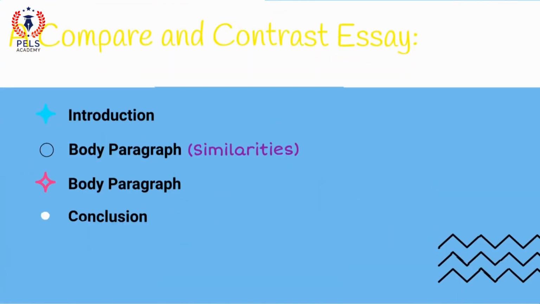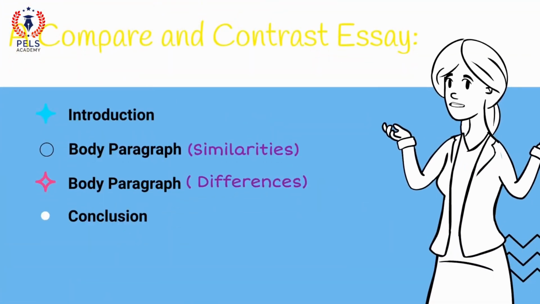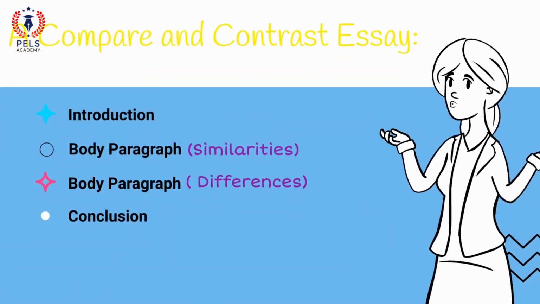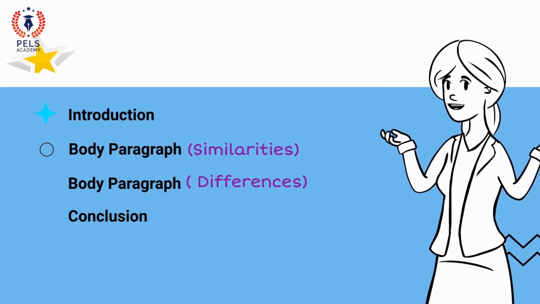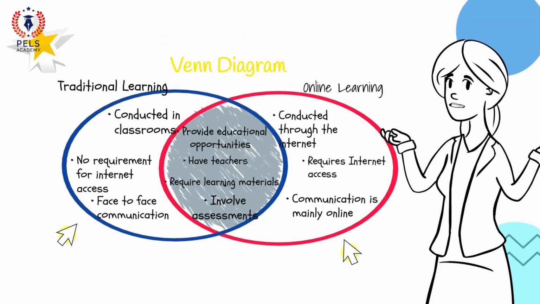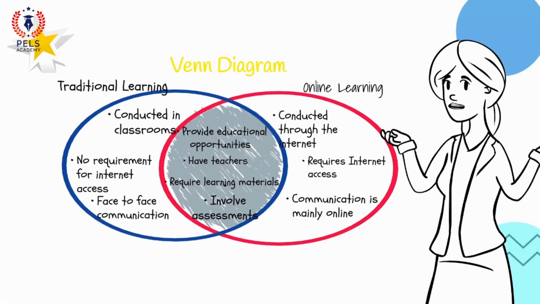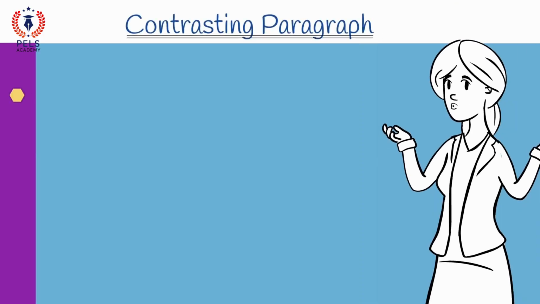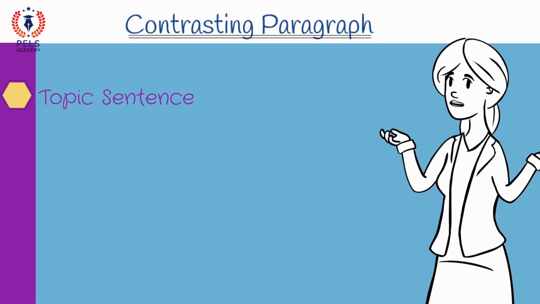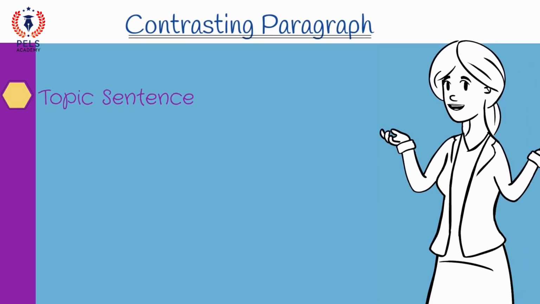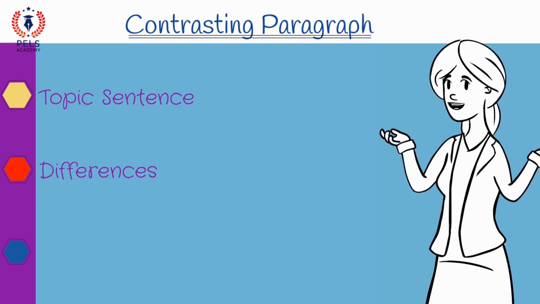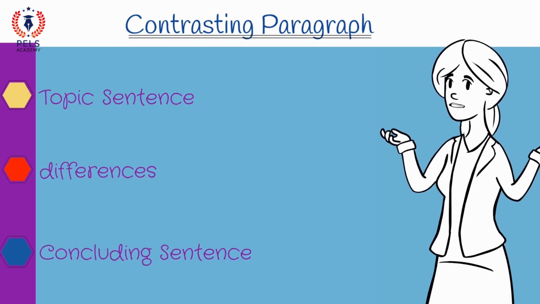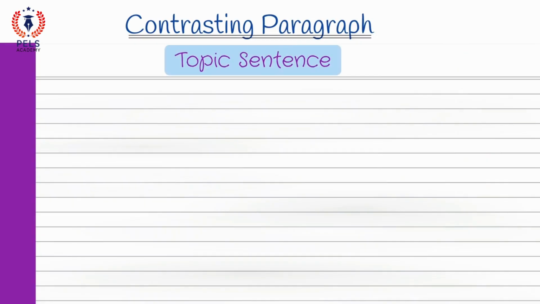The second body paragraph is the contrasting paragraph. This paragraph will entirely focus on differences. Take a look at the Venn diagram, and this time, look at the differences. Begin with a topic sentence that introduces the main idea of this paragraph, followed by several sentences that highlight the differences, then a concluding sentence. And here are some ways to start your contrasting paragraph.